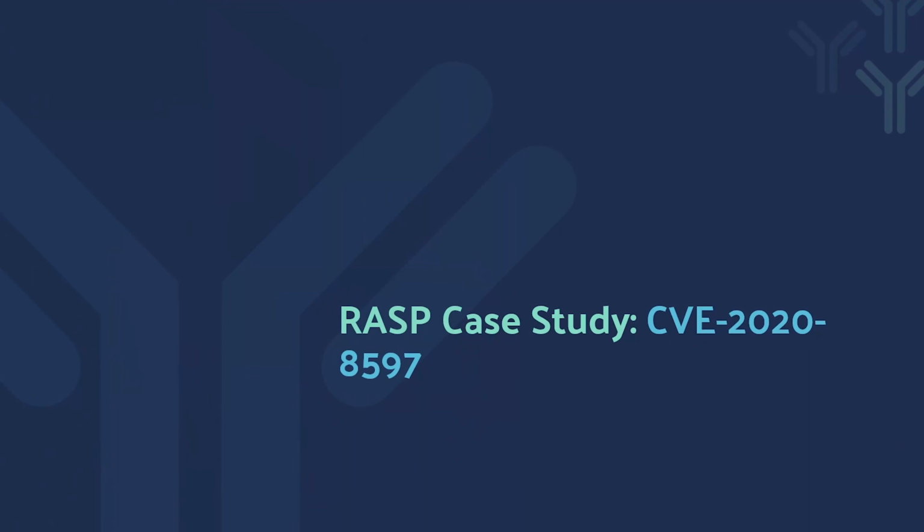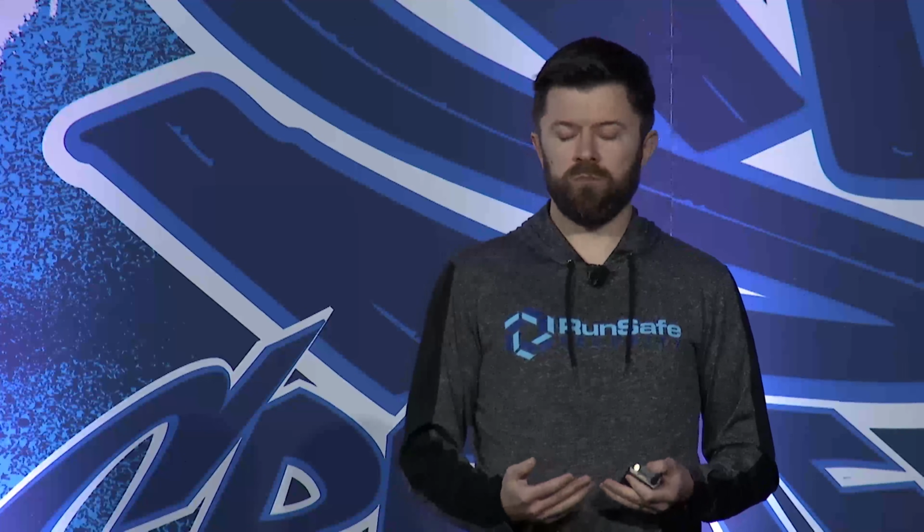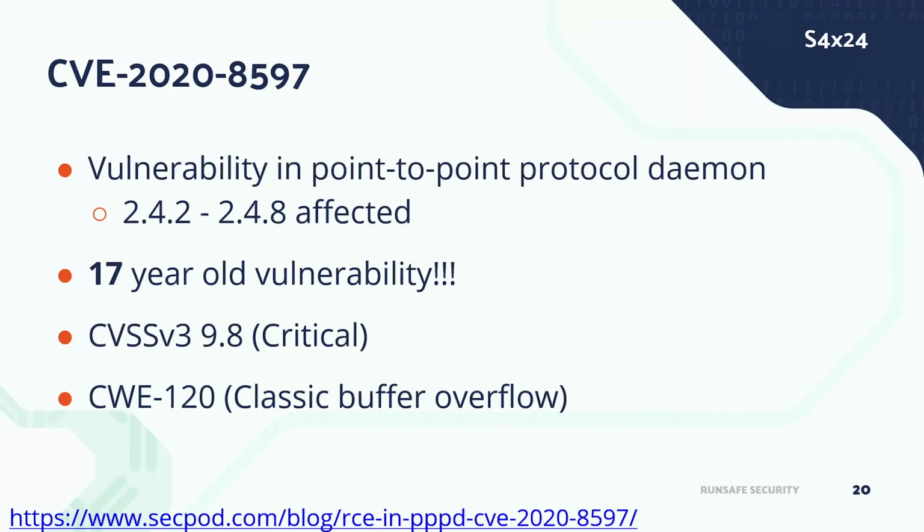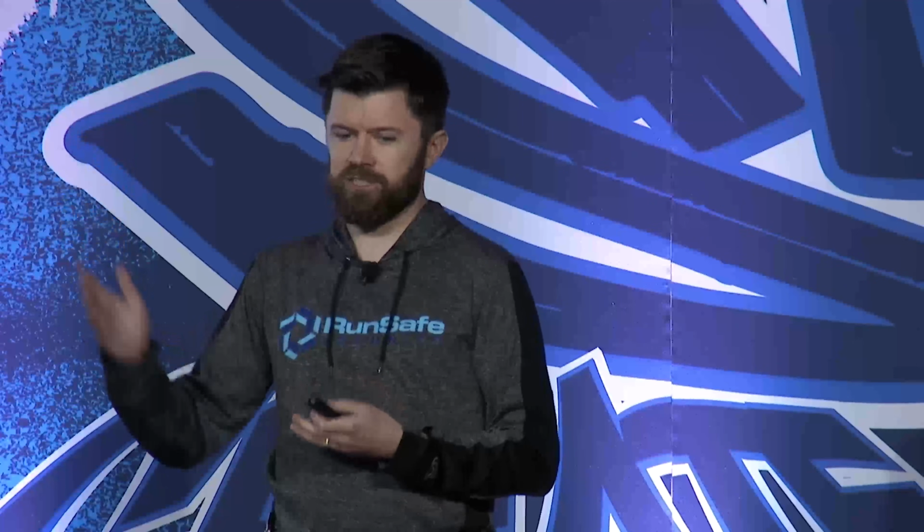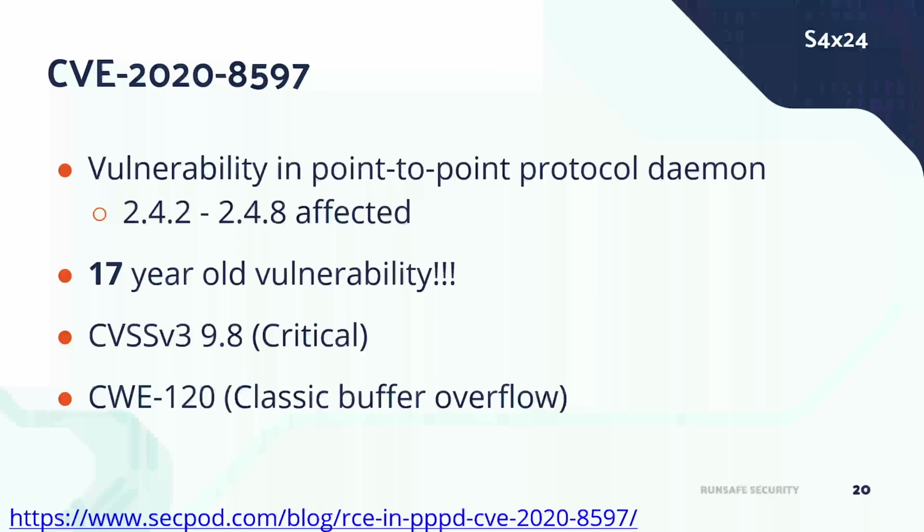So let's dive into a case study. This is a real-world vulnerability, CVE-2020-8597, and it's a vulnerability in the point-to-point protocol daemon. So I'm not an expert in this daemon, but basically it allows two devices to kind of talk together, and you can act as a modem and get access to the internet or other network ports. And there's really only 6 or 7 versions vulnerable, 2.4.2 to 2.4.8. But that product is so stable that this bug is 17 years old. It got introduced 17 years before it was identified.